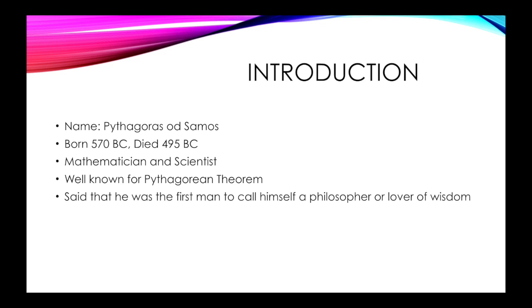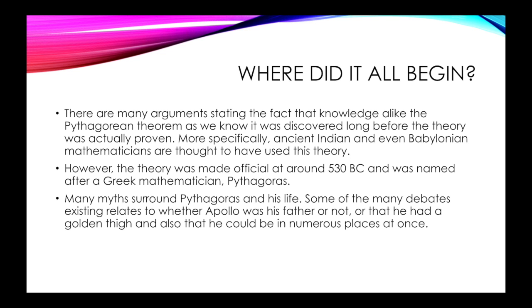Pythagoras of Samos was a mathematician and a scientist who was born in the city of Samos in Greece in the year 570 BC. He passed away in 495 BC and he was well known for his Pythagorean theorem. So where did it all begin?